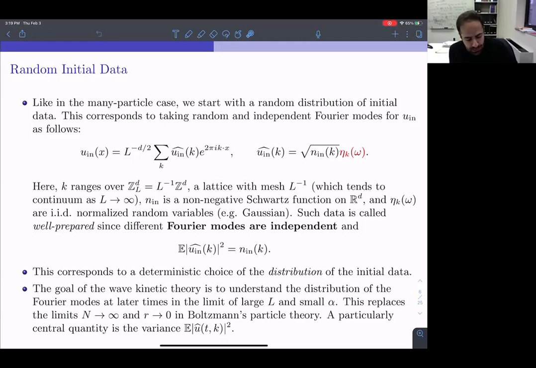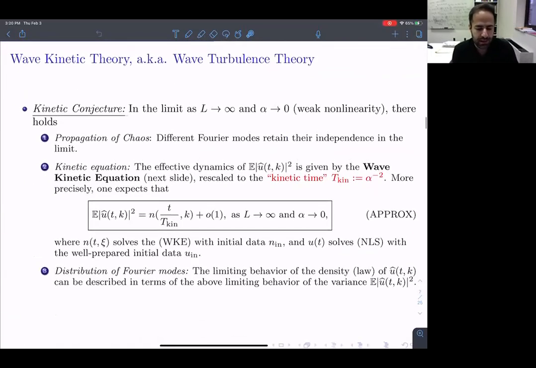Again, just as in the classical setting, the goal of the wave kinetic theory is to understand the distribution of those Fourier modes at later times in the limit when L goes to infinity and alpha goes to 0. This is a small alpha, and this will replace the limit N goes to infinity and R goes to infinity in Boltzmann's particle theory. All right, so what does this kinetic theory tell us? This is, as I said, the kinetic conjecture.